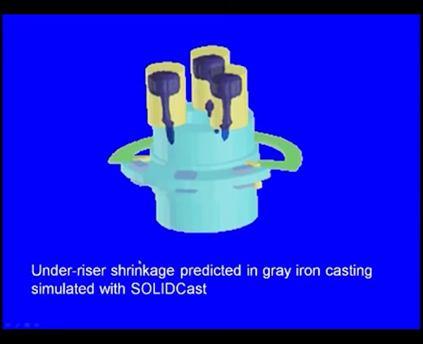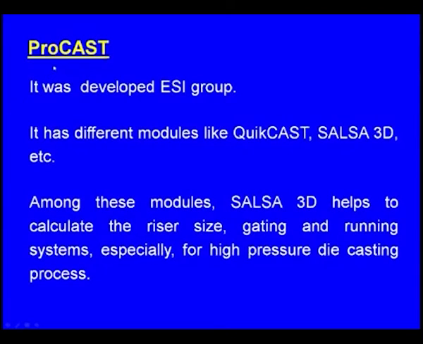Next software is SolidCast. It contains the riser design wizard and gating design wizard. It can be used to simulate castings poured in grey cast iron, ductile cast iron, steel, aluminum, copper based alloys, nickel based alloys, and almost any other alloy. And here we can see the simulation using this software, riser shrinkage predicted in grey iron casting simulated with SolidCast.